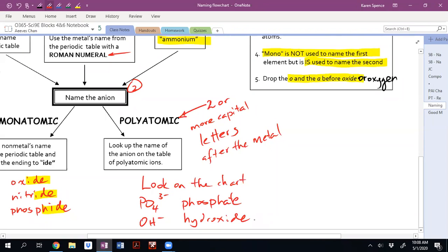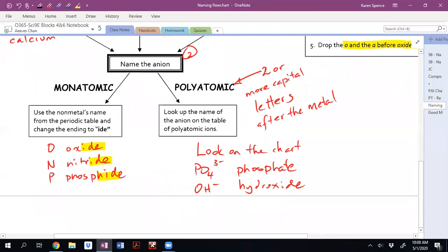Is it selenide? Yeah, it would be selenide if you have Se2 minus. So oxide, nitride, Se2 minus would be selenide.